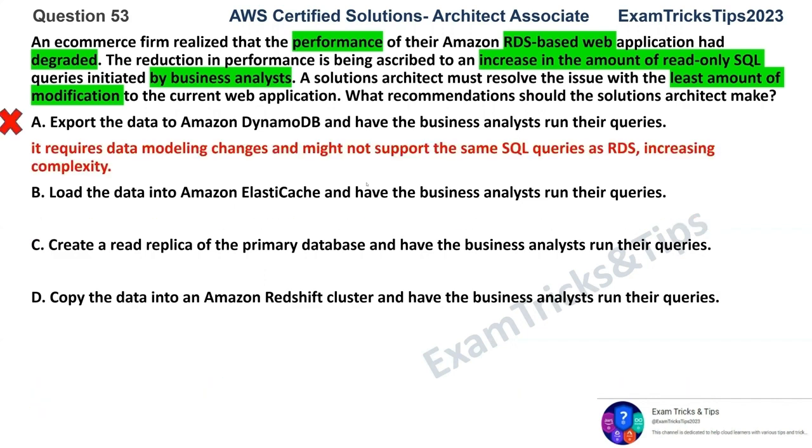The second one, option B, says load the data into Amazon ElastiCache and have the business analyst run the queries. Now, a caching solution can be used where you have a particular application doing identical reads multiple times. So when you cache the data that is being read on a frequent basis, your application reads from the cache, and the overall number of transactions happening directly with the database is lower, and you ease the load on the database in that solution.